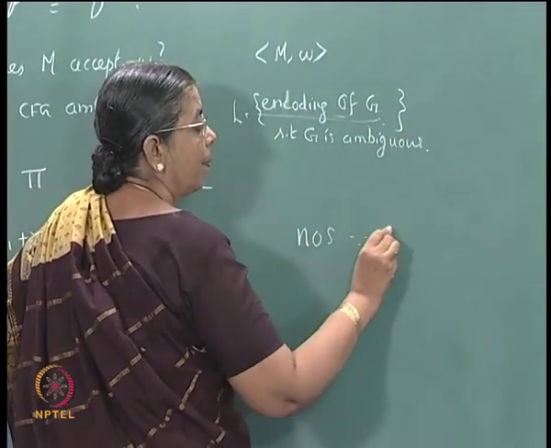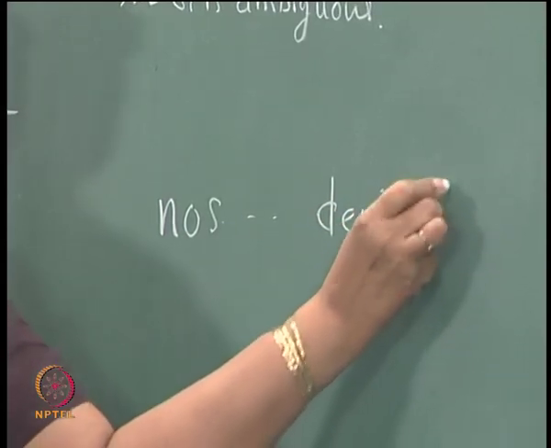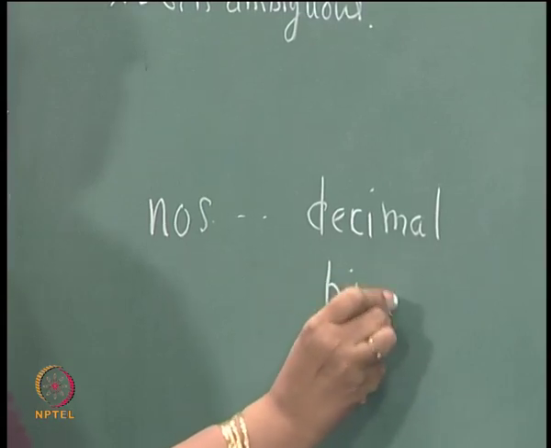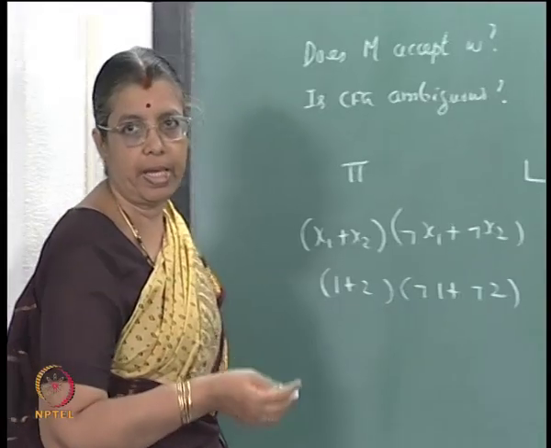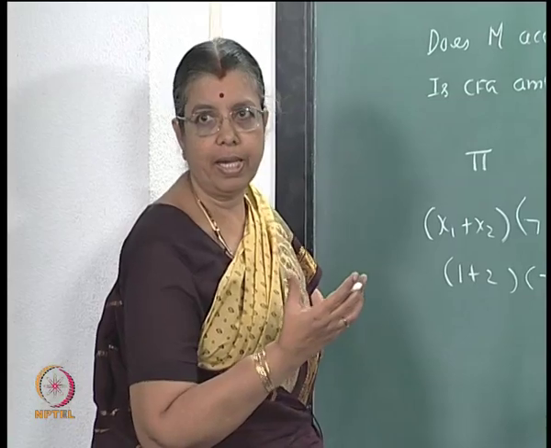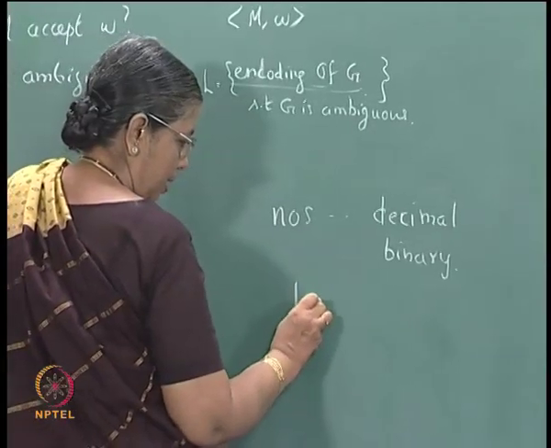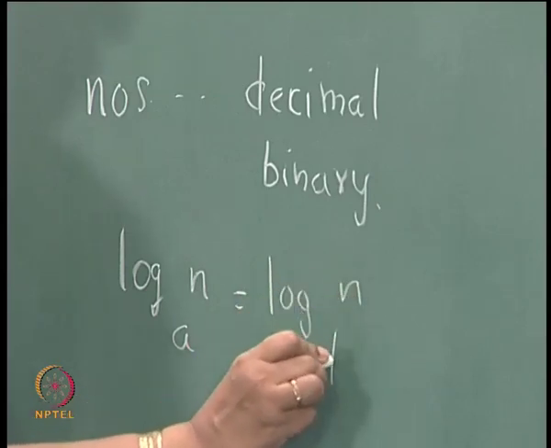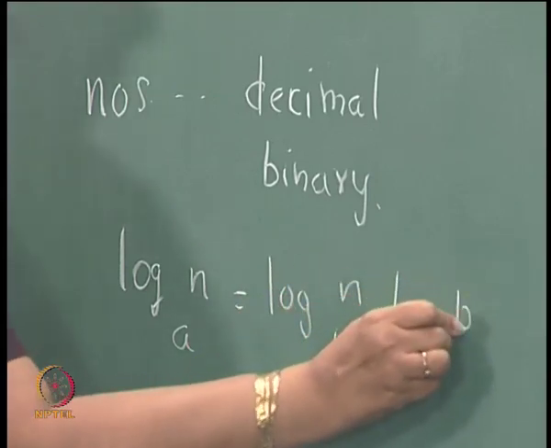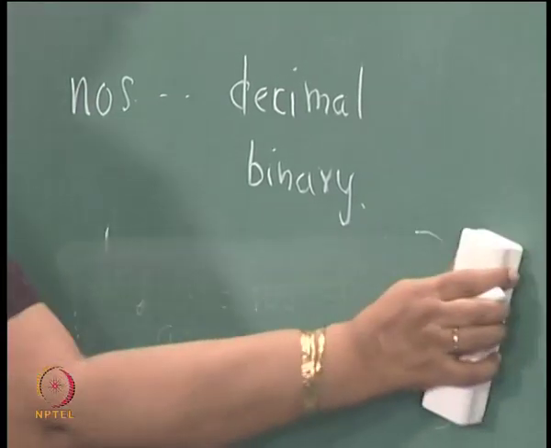Numbers we can represent as decimal or binary, it does not matter, or any other base, because from one base to another the length will be increased only by a constant. Log n to the base a is equal to log n to the base b times log b to the base a, right. So, this is a constant. So, from one base to another the length will be affected only by a constant factor.